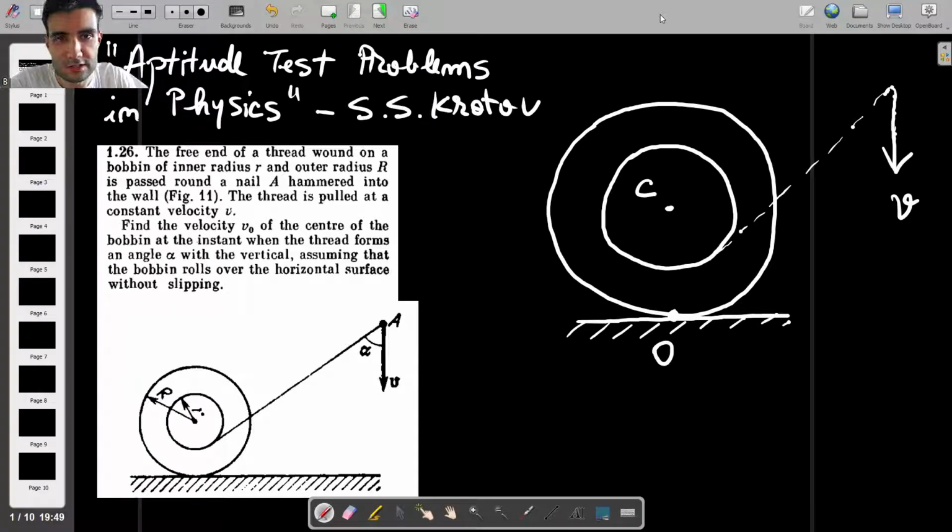So here's a really interesting kinematics problem that was actually given in one of the physics Olympiads sometime between the 1960s and the 1980s. And you can actually find this problem in Krotov's book called Aptitude Test Problems in Physics. So this is the kind of thing that you would probably get as a student who's sitting the physics Olympiad, or you might actually get this in university if you're studying rigid body dynamics.